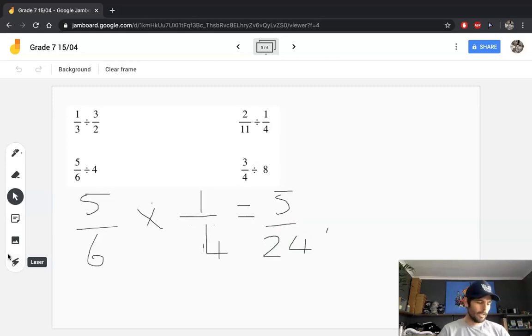Okay, and the same applies for 3/4 divided by 8. I write my 3/4 down.